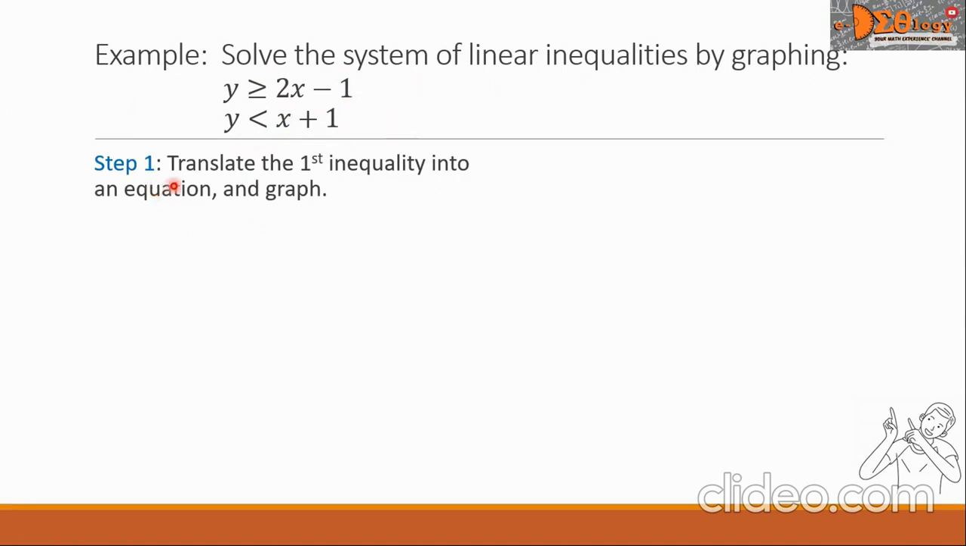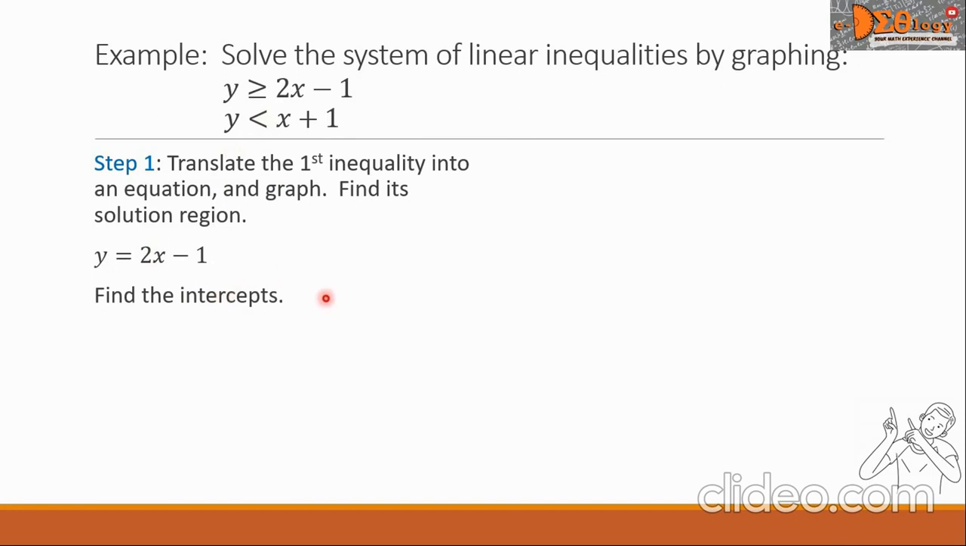For step 1, we will translate the first inequality into an equation and graph, then find its solution region. So the first inequality is y is greater than or equal to 2x minus 1. We will copy it down here. However, instead of the inequality sign, we will change it into an equal sign. So we have now y equals 2x minus 1. And then we will graph this.